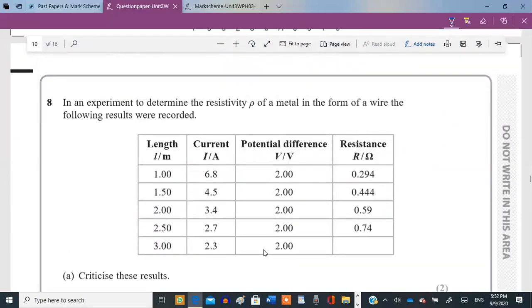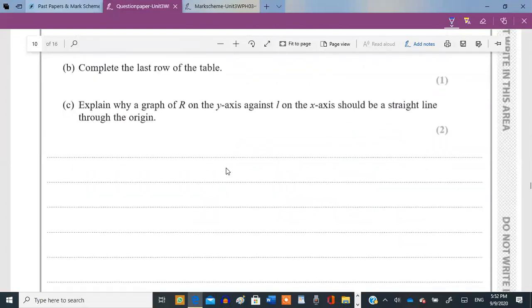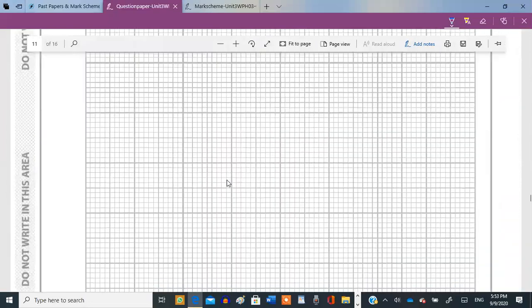So now the next question. Okay, this is a practical question, similar to our paper 3 in physics, practical. So criticize these results. You'll need to criticize them and then complete the last row and then explain why the graph of R on the y-axis against L on the x-axis should be a straight line through the origin. And then we'll need to plot the graph.